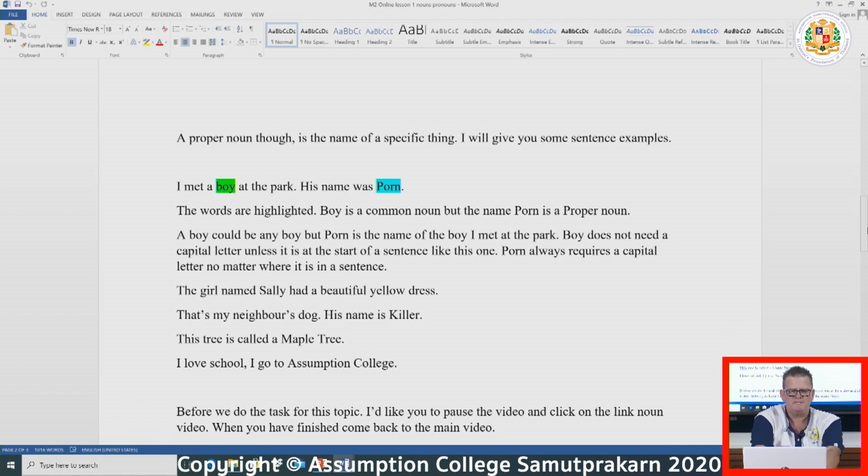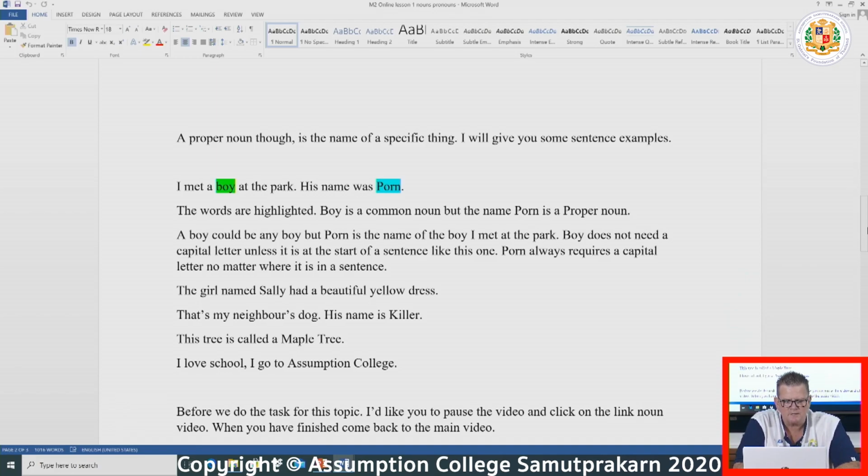The girl named Sally had a beautiful dress. Her name was Sally. It has a capital letter. It's her proper name. That's my neighbor's dog. His name is Killer. Killer gets a capital K because it's the name of the dog. The dog's name's Killer. Scared of that dog.